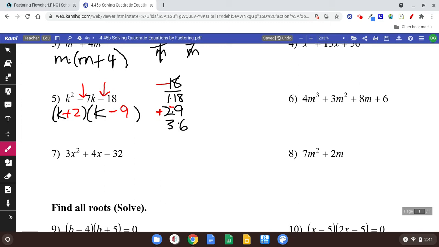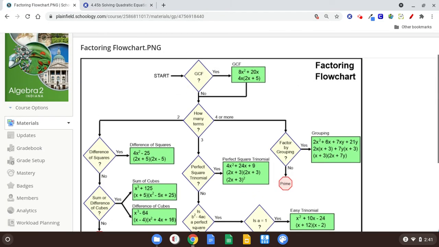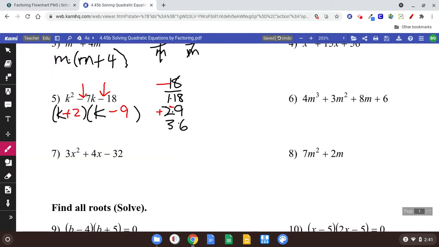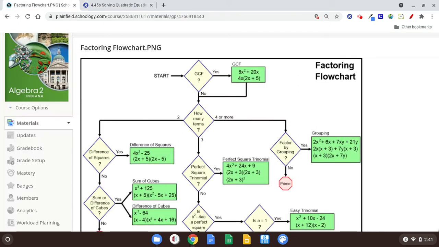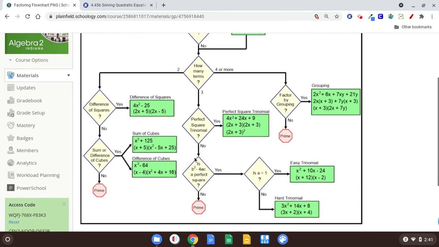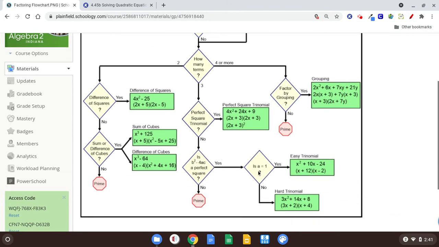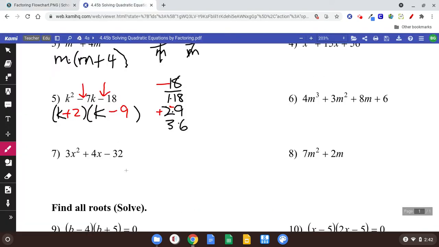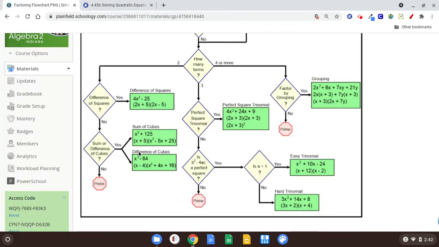Problem number 7. We look for a GCF. Is there something in common? So look closer. I can't divide them all by 3. I can't divide them all by an x. So no, there is no GCF. How many terms? 3. We can skip this for now and go straight to this question. Is a equal to 1? Well, no, a is equal to 3 in this case.